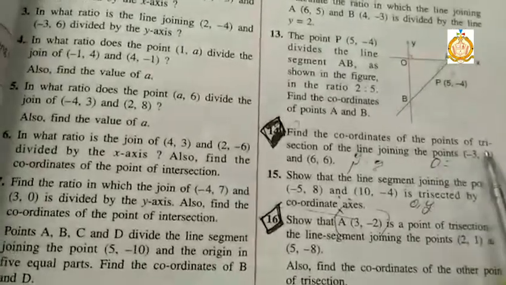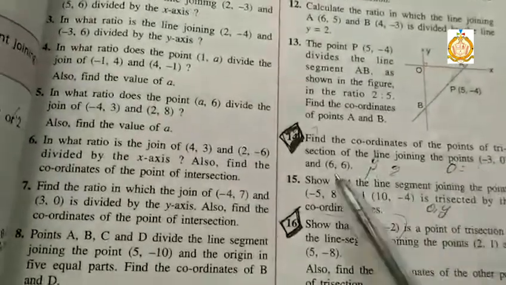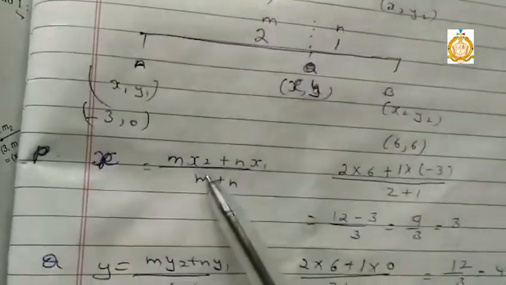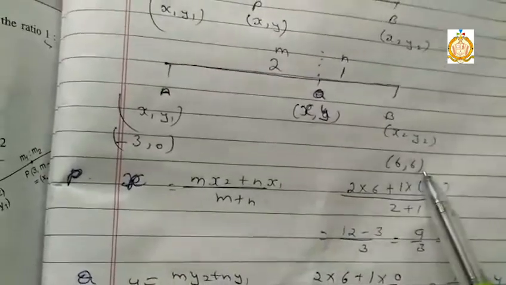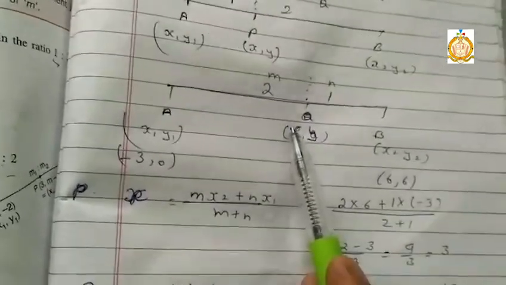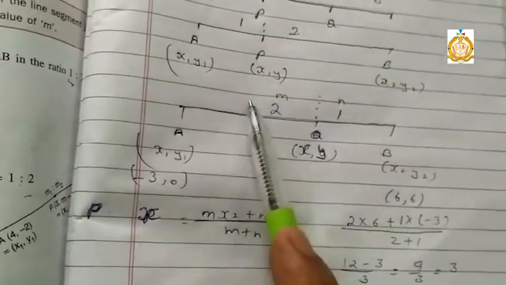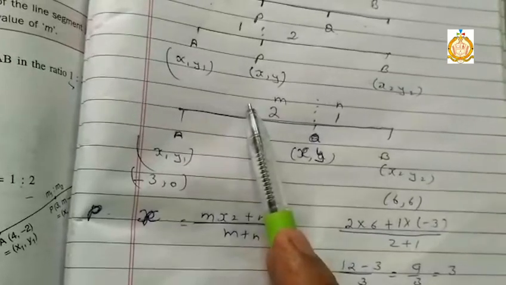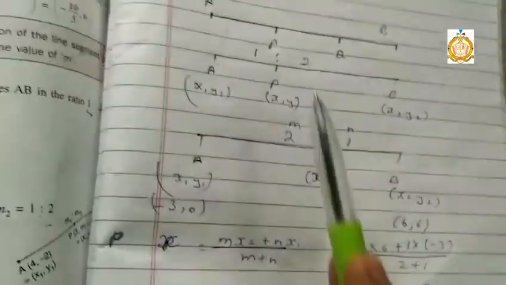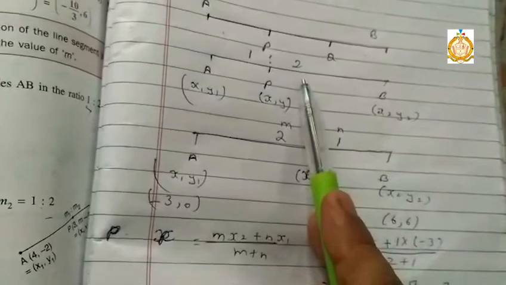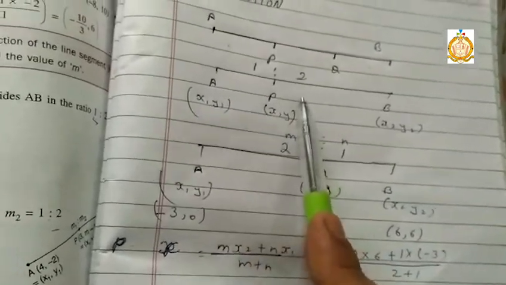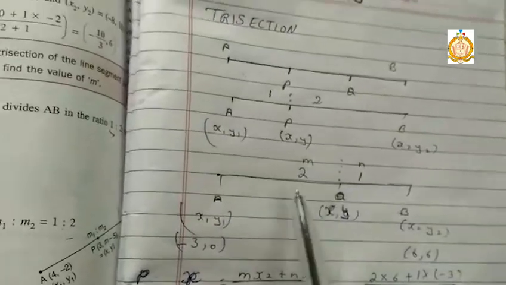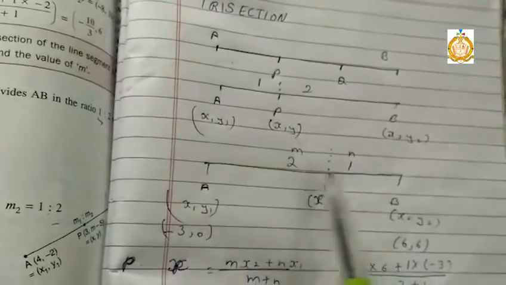We have to find the coordinates of trisection, and the two points A and B are given. Now see, students, I take the value of A as minus 30 and B as 66. If I want to find the value of P, then I use the ratio 1:2. That means the values of M and N are 1 and 2. But in the case of Q, M and N become 2:1.